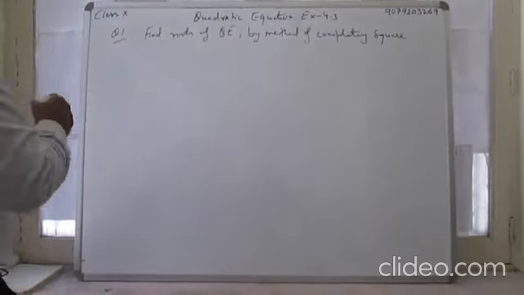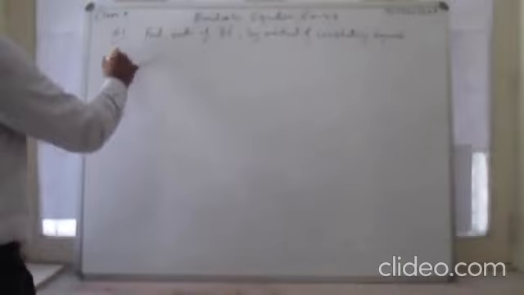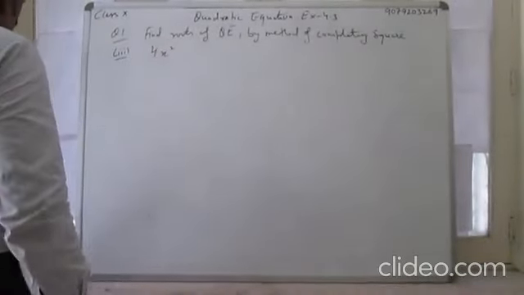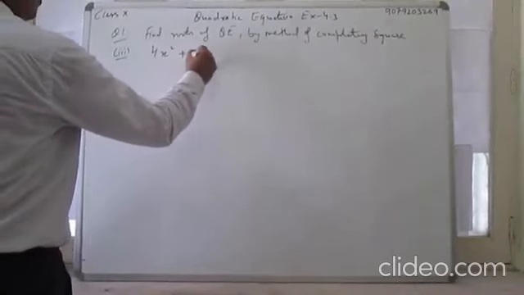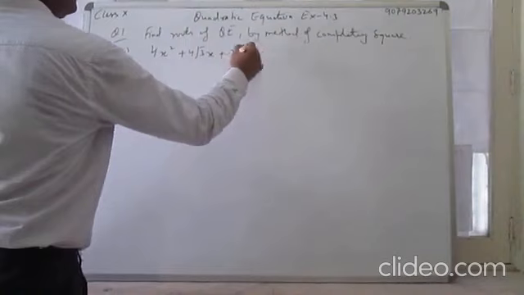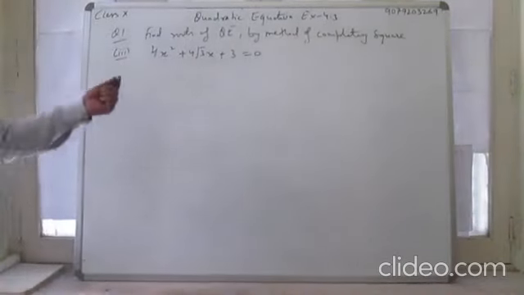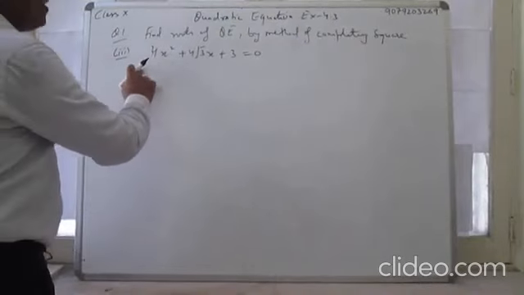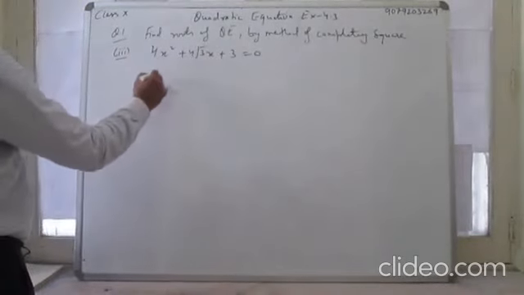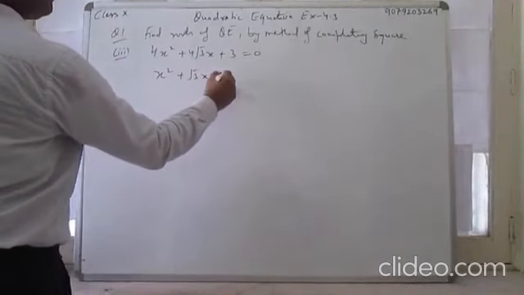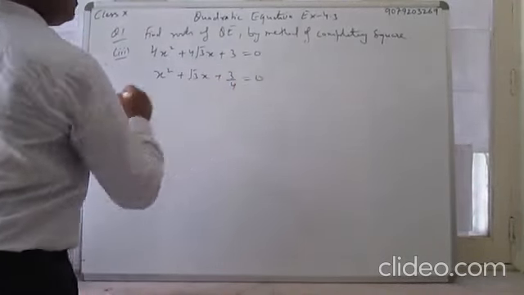Question first, third part. 4x square plus 4 root 3 x plus 3 is equal to 0. Now see here, what is the coefficient of x square here? 4. So divide the full equation by 4. X square plus 4 से डिवाइड करेंगे √3x plus 3/4 is equal to 0.